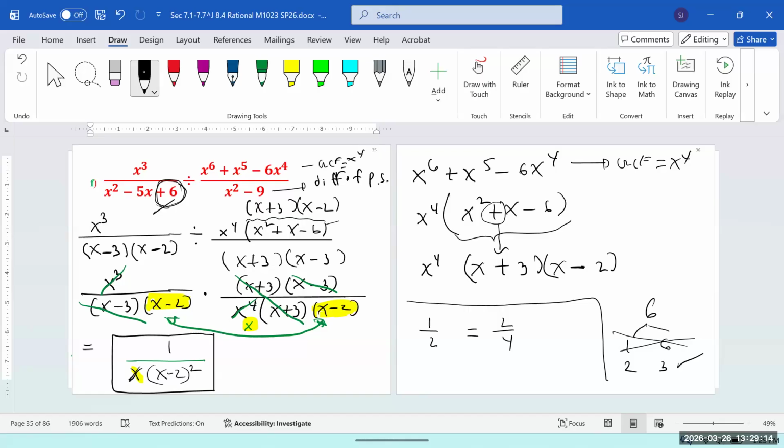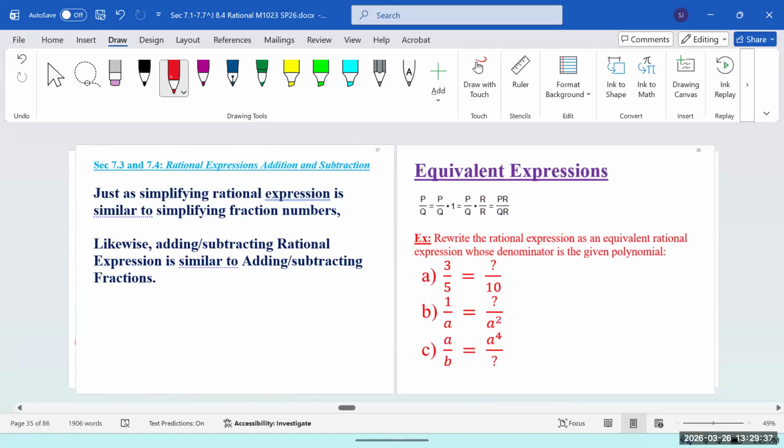How is 1/2 the same as 2/4? Because if you divide the second one by 2, you get the first one. Or if you multiply this by 2, you get the second one. So they look different, 1/2 and 2/4, but actually they are the same thing. Now let's do a few examples with equivalent expressions.